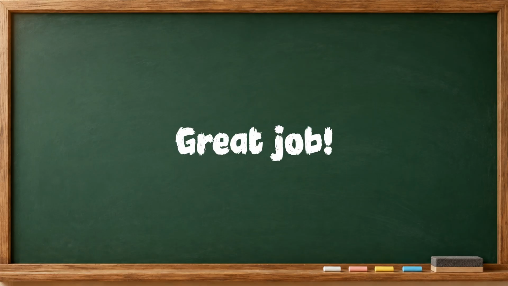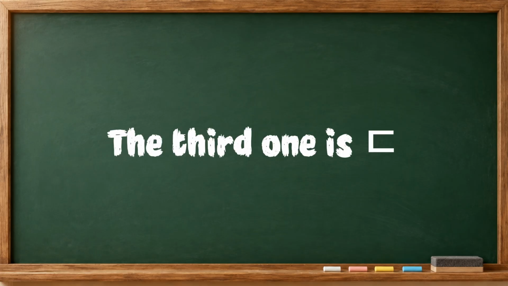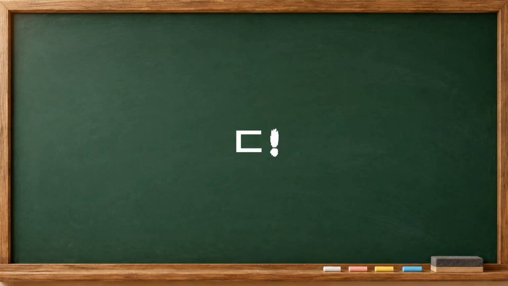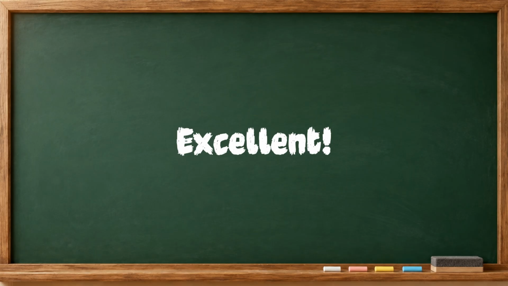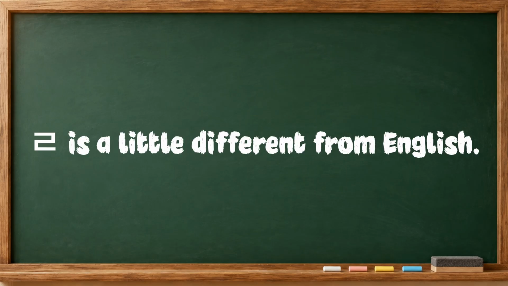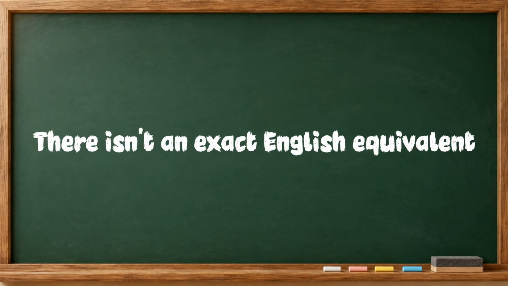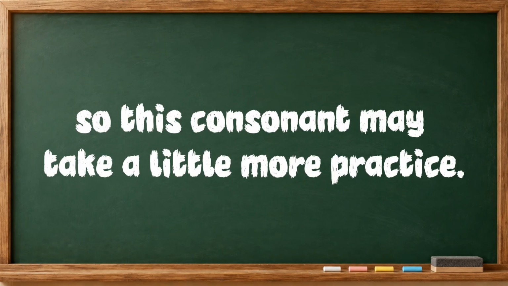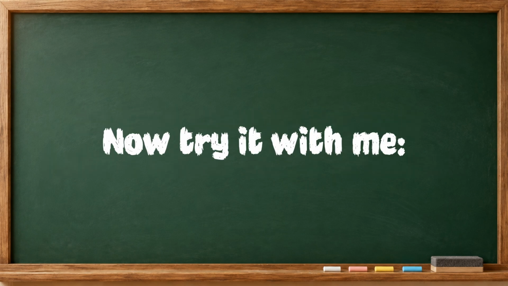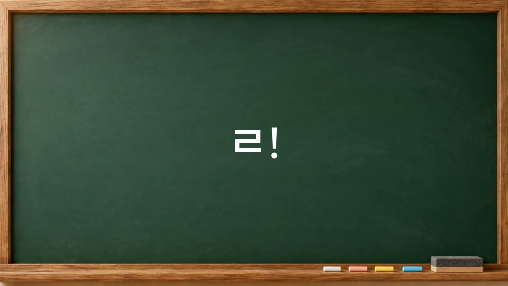Great job! The third one is digeut. Repeat after me. Digeut. Excellent! The fourth one is rieul. R is a little different from English. There isn't an exact English equivalent, so this consonant may take a little more practice. Rieul. Now try it with me. Rieul.